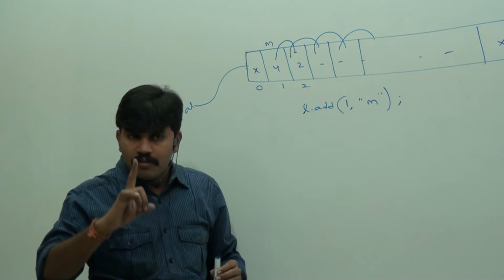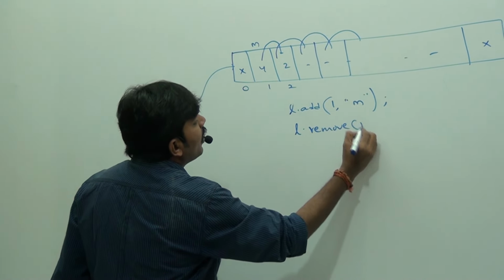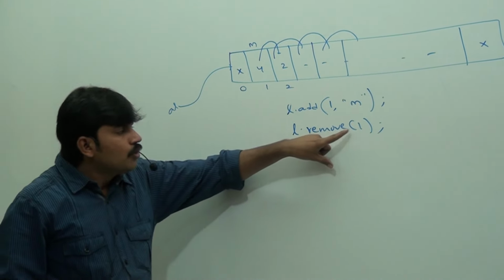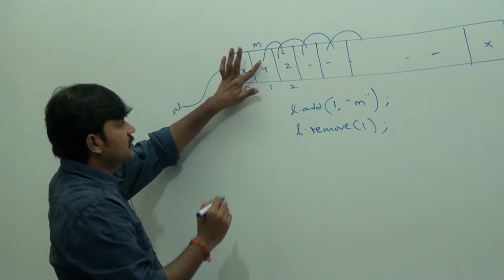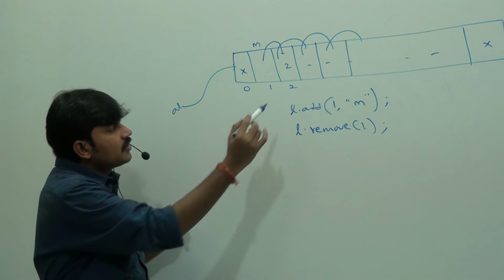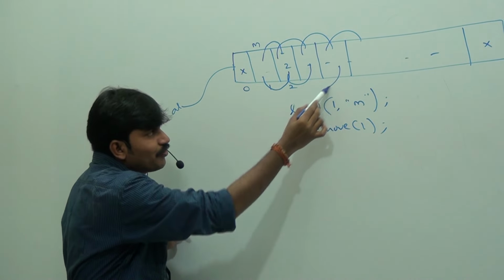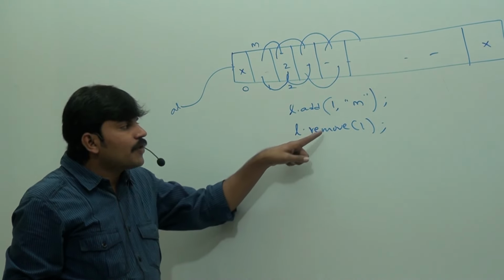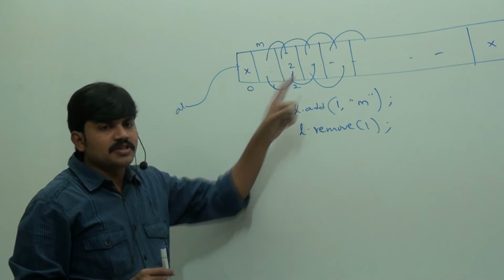The same rule is applicable for delete also. l.remove(1). Please remove the element located at index 1. If I remove it, a vacant cell should not be left in the middle. So this element should be shifted here, this element here, and this element here. How many shift operations are required once again? 1 crore. That's why if our frequent operation is removal in the middle, then ArrayList is the worst choice.